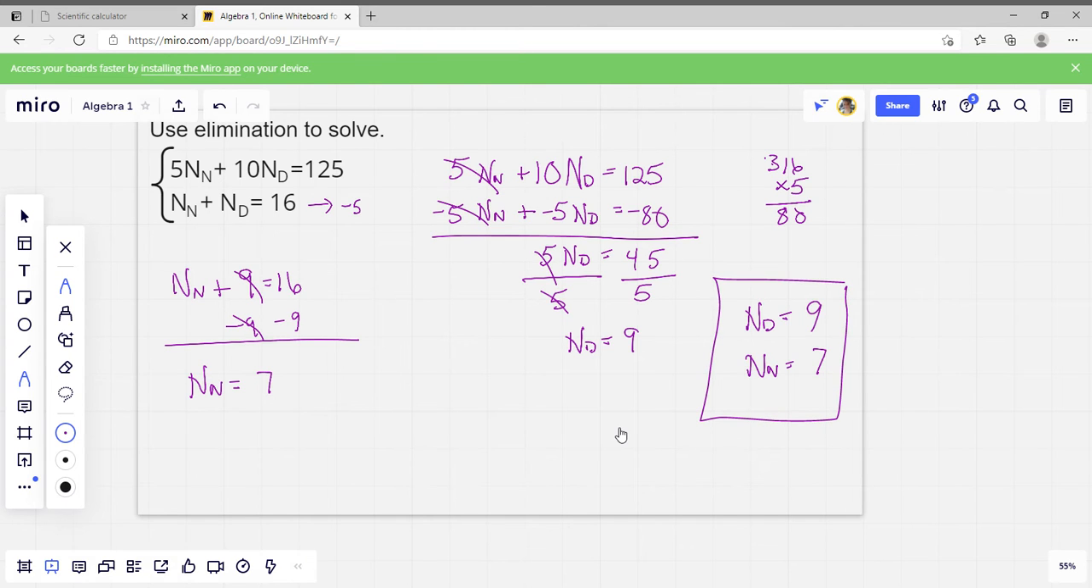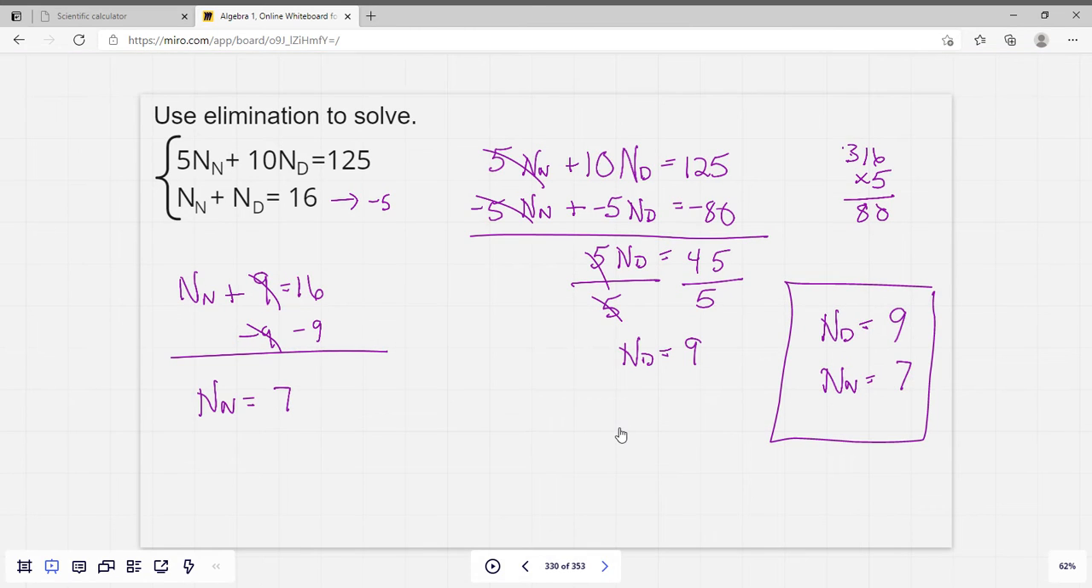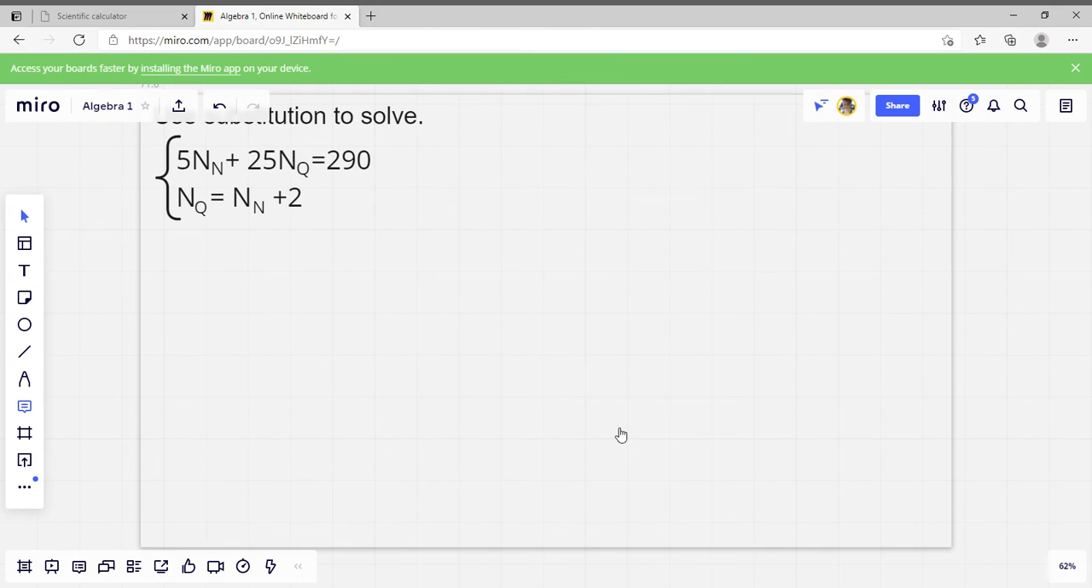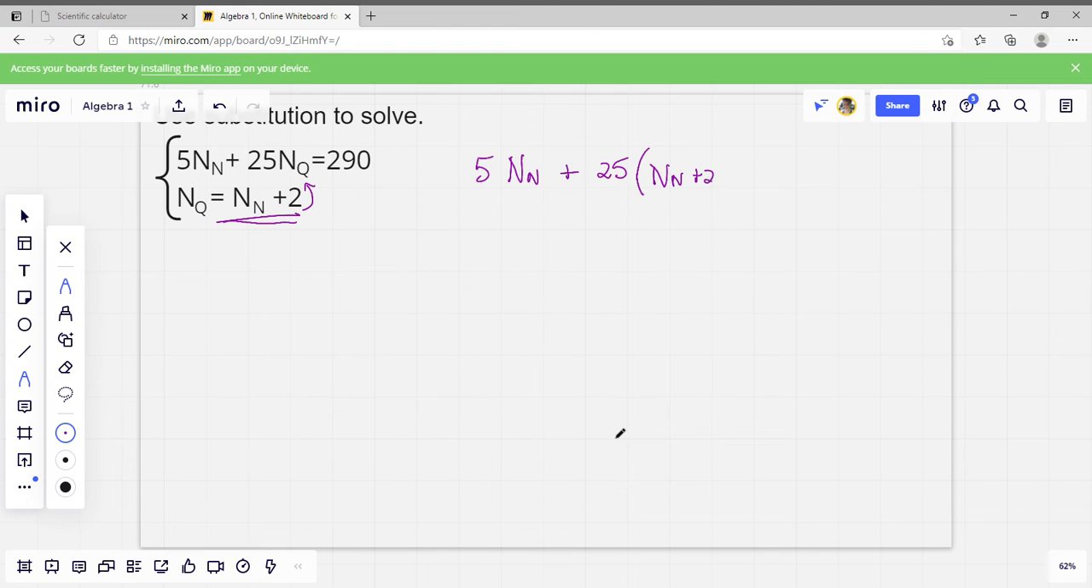Okay, so just like elimination that we've done before, this one we're supposed to use substitution to solve. All right, so I have NQ equals number of nickels plus 2, so all I'm going to do is substitute that in when I get to NQ. So 5 times my number of nickels plus 25 times my number of quarters, and my number of quarters is number of nickels plus 2, equals 290.